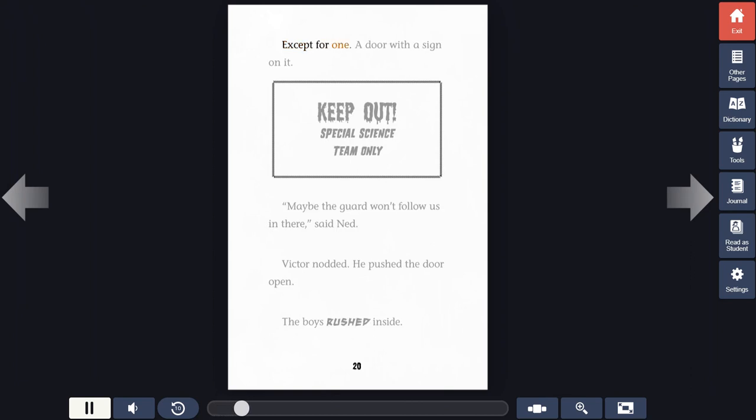Except for one, a door with a sign on it. Keep out. Special science team only. "Maybe the guard won't follow us in there," said Ned. Victor nodded. He pushed the door open. The boys rushed inside.